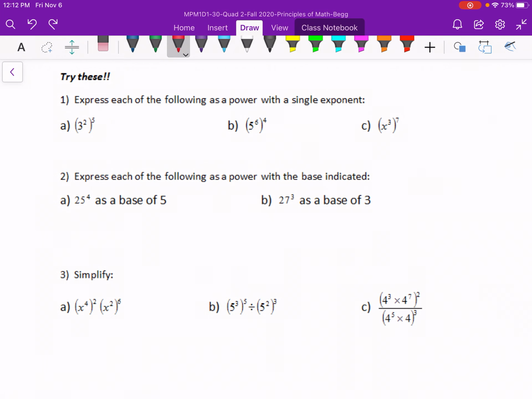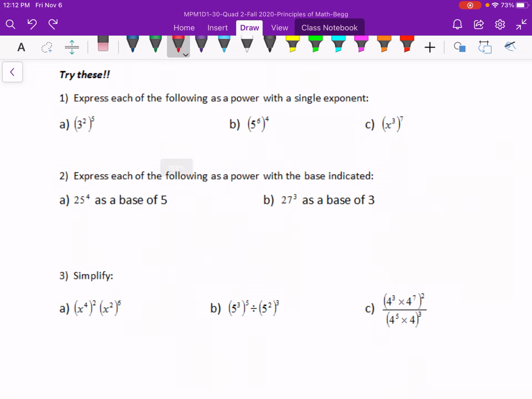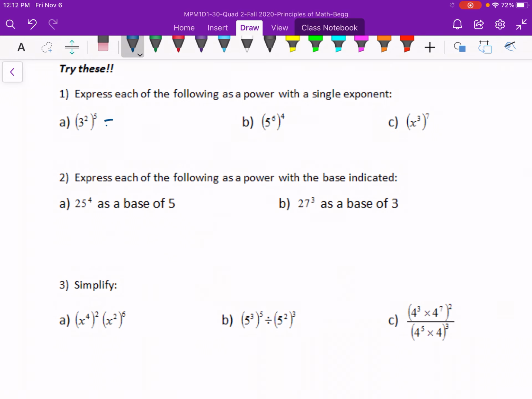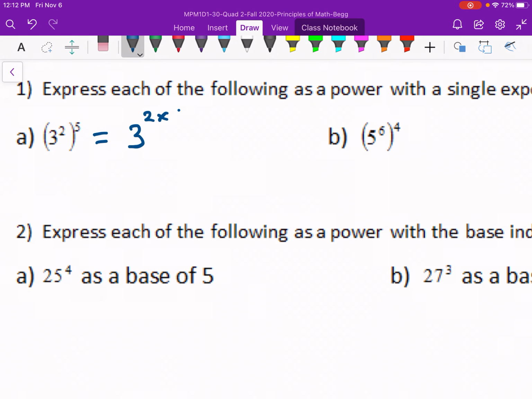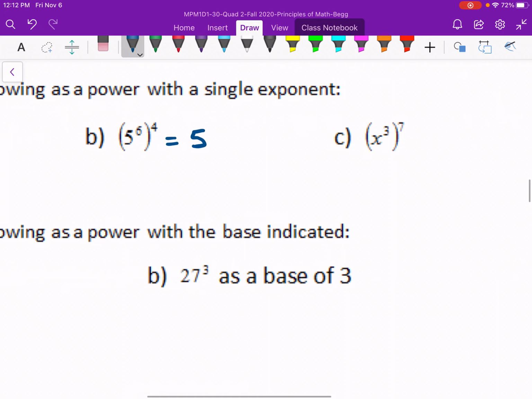Express each of the following as a power with a single exponent. Okay, well, using our first rule, that's no problem. That would be 3 to the 2 times 5, which is 3 to the 10. If we do the next one in our head, it's going to be 5 to the 6 times 4. That would be 24. If we do x to the 3 times 7, 3 times 7 is 21.